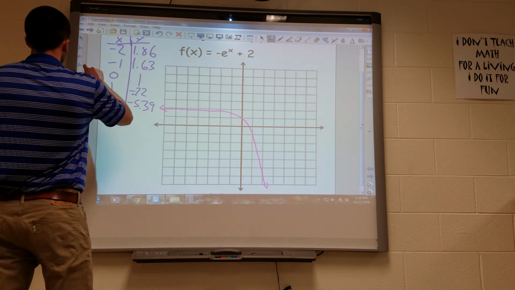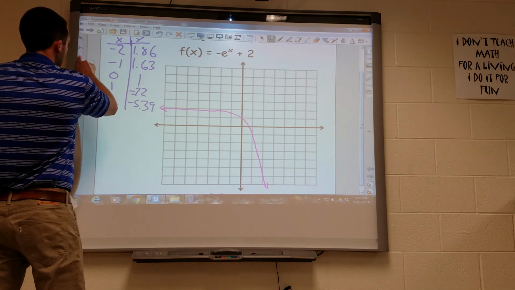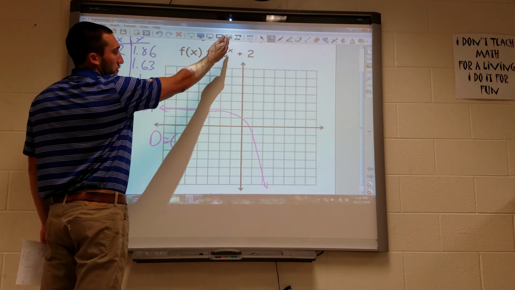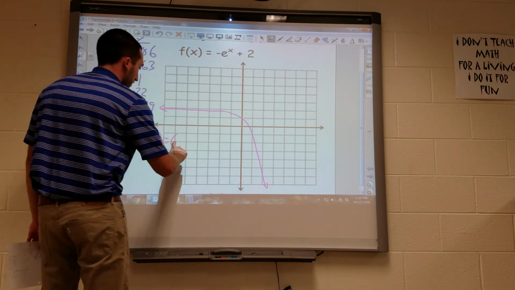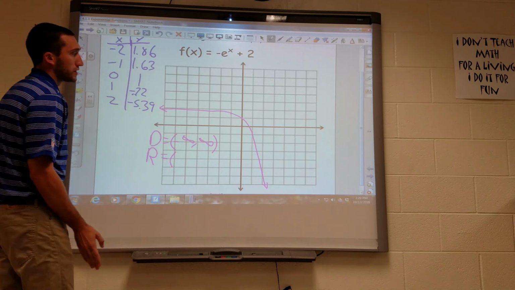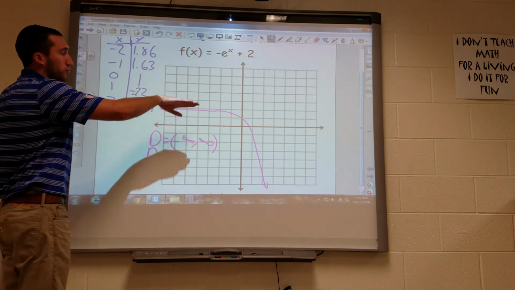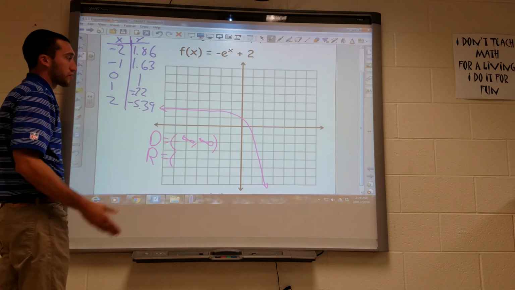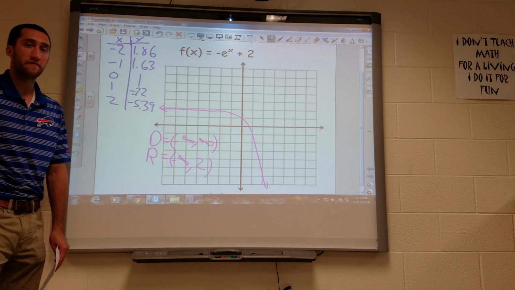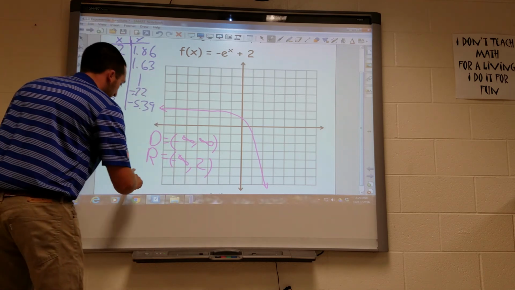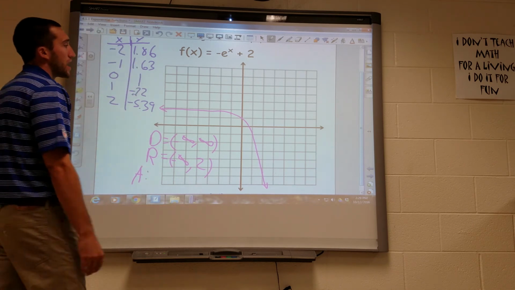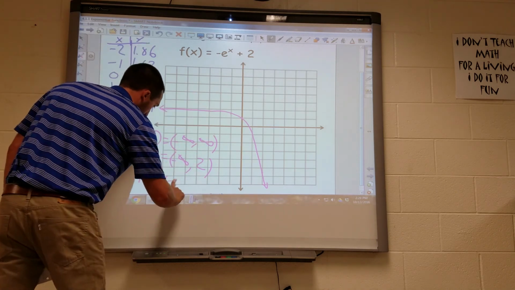So that means my domain, my x values, well, no matter what x value I plug in, I'm going to get some value back. So again, my x values are all real numbers. My range, the largest y value I can get is approaching 2, right? It's never going to touch 2, but it's approaching 2. So that's the largest I can get, and I can get any other negative value for my y's. And then my asymptote, what line am I never going to cross? I'm never going to cross the line y equals 2.